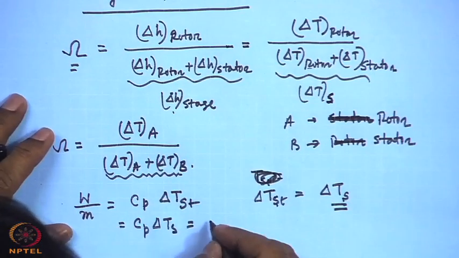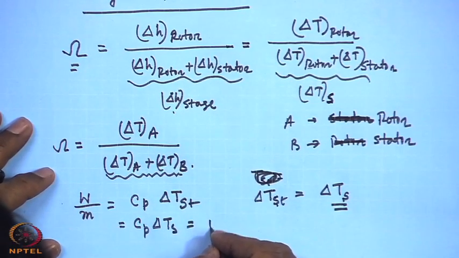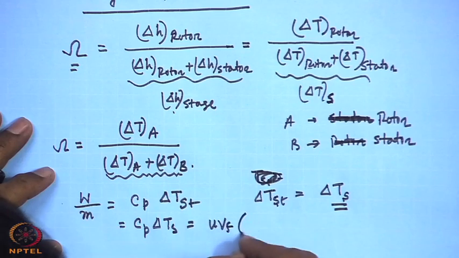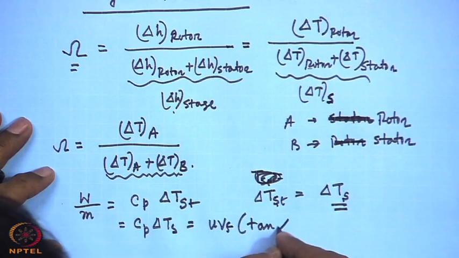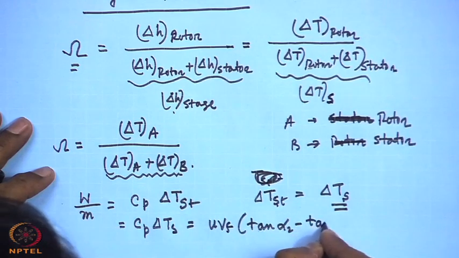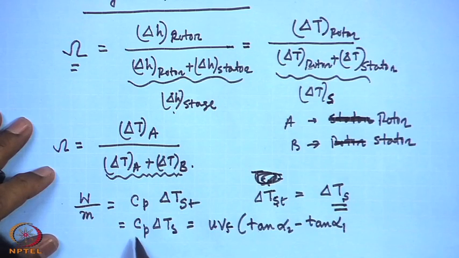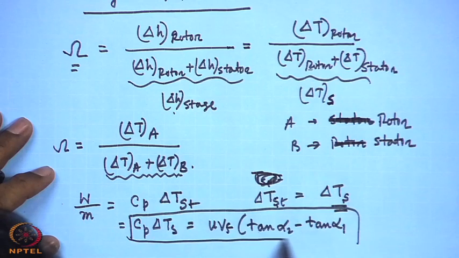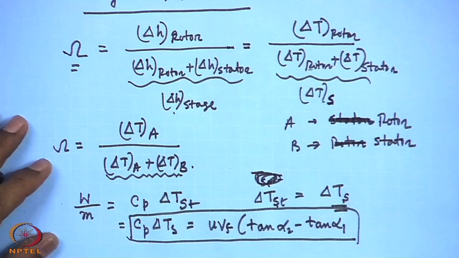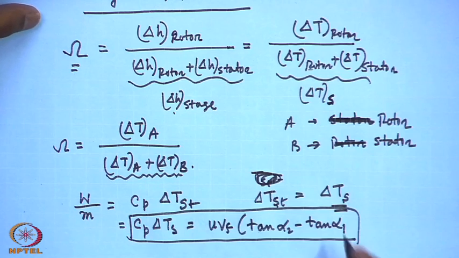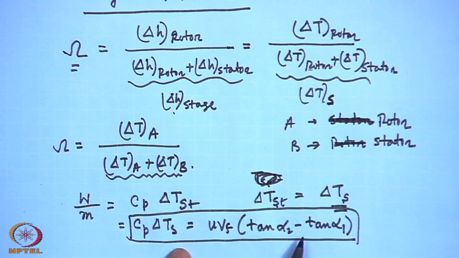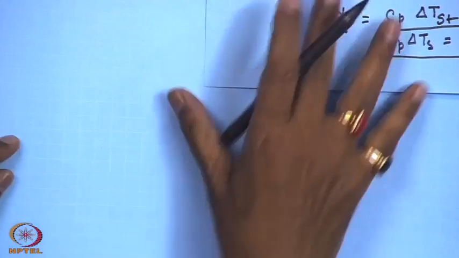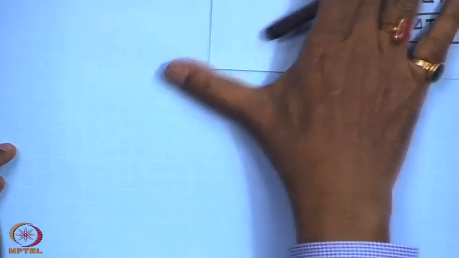That means this can be written as delta T_S, and this is nothing but the work done formula. If you remember, what is this formula? U Vf into (tan alpha 2 minus tan alpha 1). So, therefore, Cp delta T_S is given by this, correct? There will be a bracket. Now, this is correct. Now, how to find out this for delta T_A? So, therefore, now I find out the value for delta T_A.